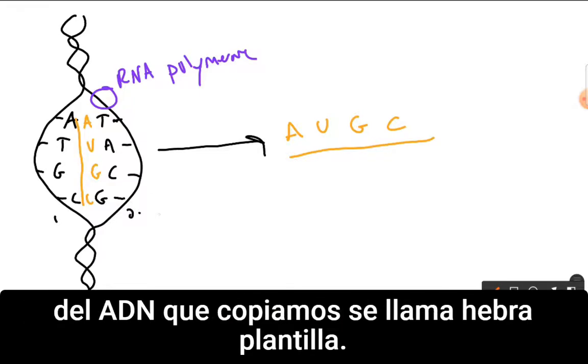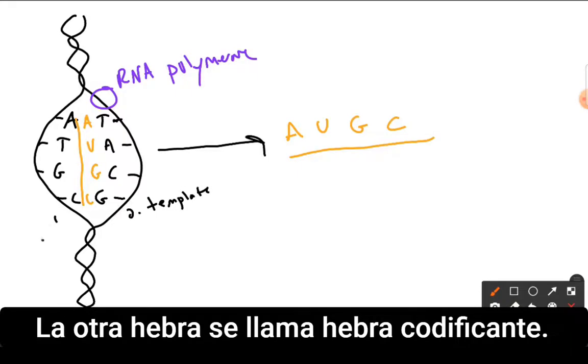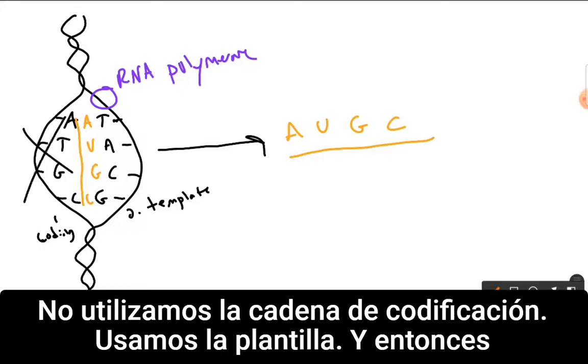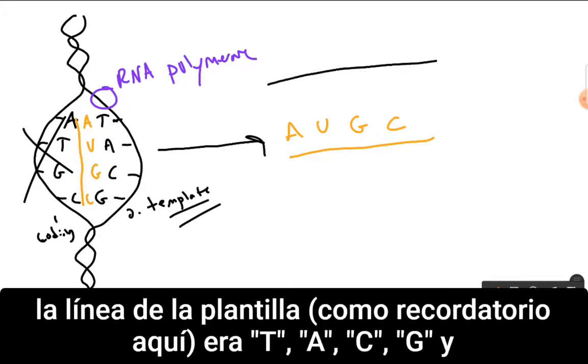The strand of DNA that we copy is called the template strand. The other strand is called the coding strand. We do not use the coding strand, we use the template. And so the template strand, as a reminder, up here was T, A, C, G.